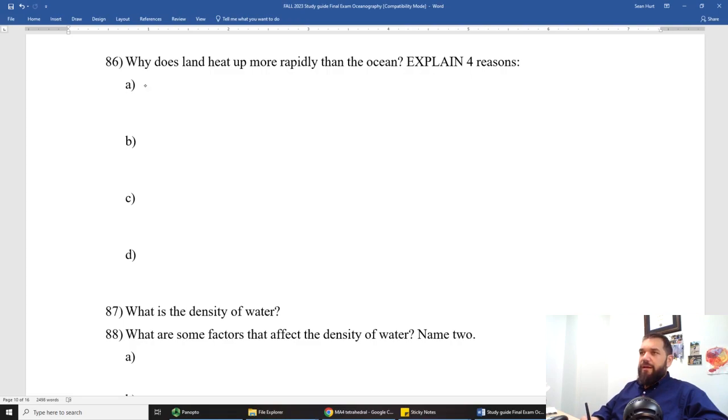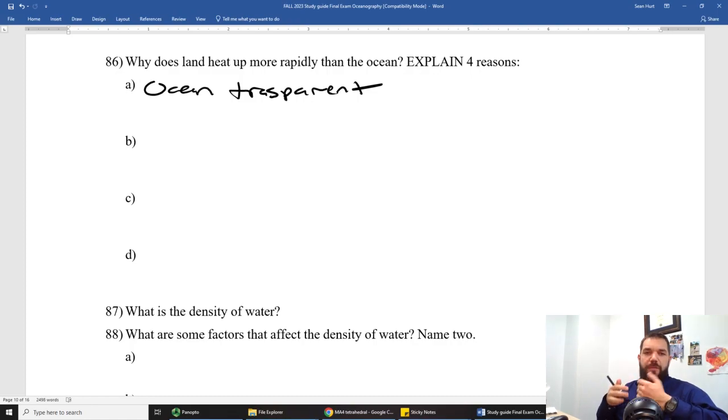For one thing, the oceans are transparent, or not, I shouldn't say transparent, maybe translucent is a better word for it, but the solar energy penetrates into the ocean. So because it penetrates into the ocean, that heat from the sun, from the solar radiation, is spread over a very thick column of ocean water. Whereas on the land, you don't have that situation. The solar radiation is just heating up maybe the top inch of the ground, okay? Because that solar light can't penetrate down into the deeper levels of the land. So the oceans are transparent or translucent.